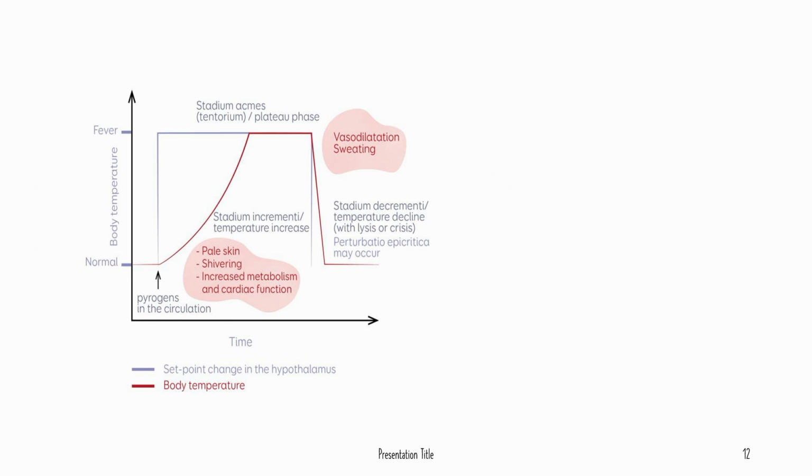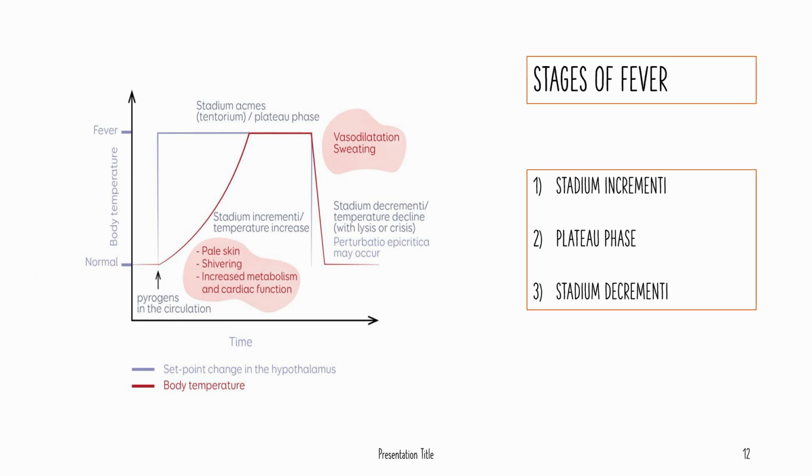So these are the stages of fever. There is a gradual rise, which we call stadium incrementi. Then after reaching the set point, the fever is going to remain there; that is known as the plateau phase or stadium acmes. Following that, the fever is going to reduce, because of taking some antipyretics or the person's immune system winning over the pyrogen. It is going to reduce either gradually or suddenly, and that phase is known as stadium decrementi. So this is stadium incrementi, plateau phase, and stadium decrementi.